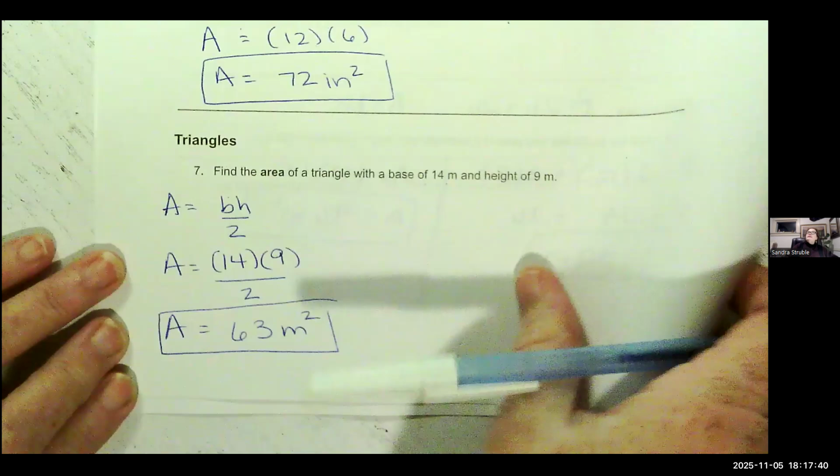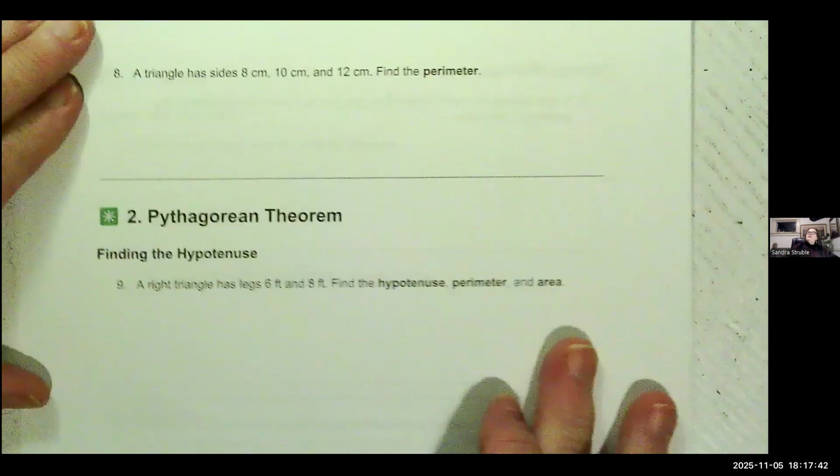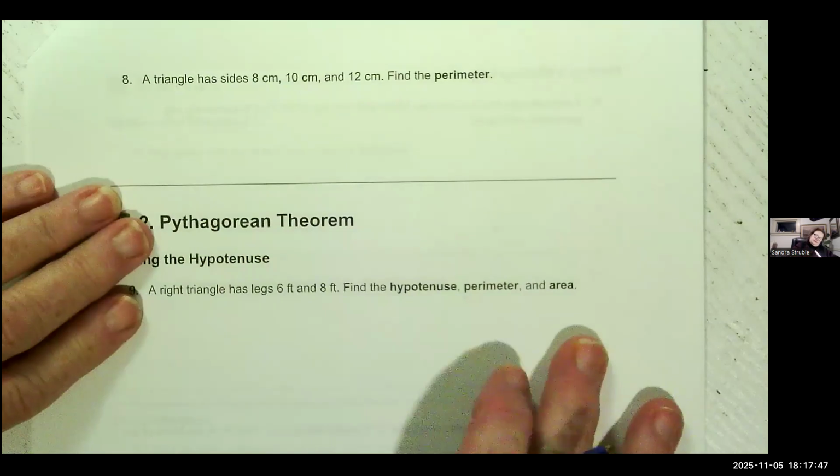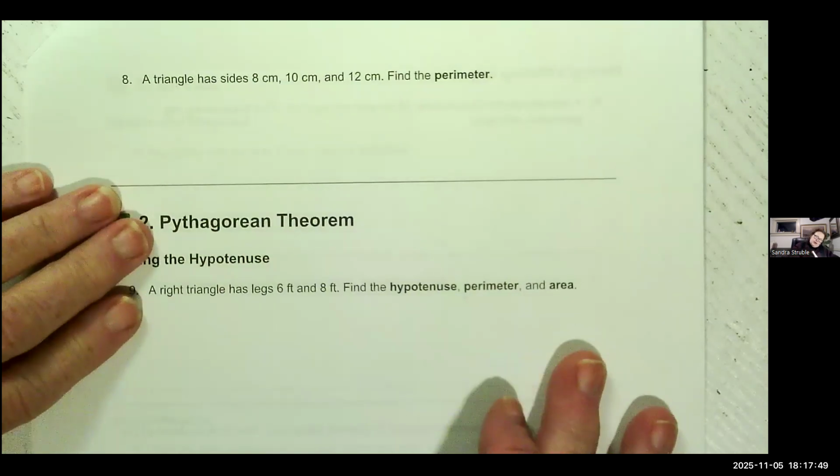A triangle has sides 8, 10, and 12 centimeters. Find the perimeter. Perimeter is just add up all the sides. So 8, 10, and 12.